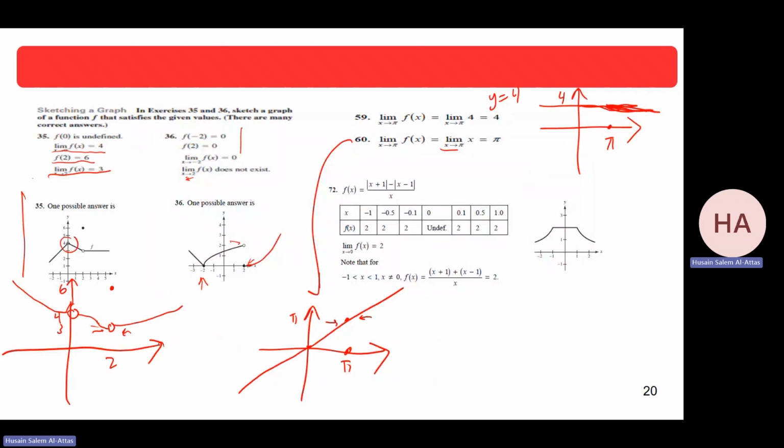This is 72. This is the graph, and this is the table. You notice I'm going to minus 0.1. I need to check the limit as x goes to 0. From the left, I'm going to what? To 2.